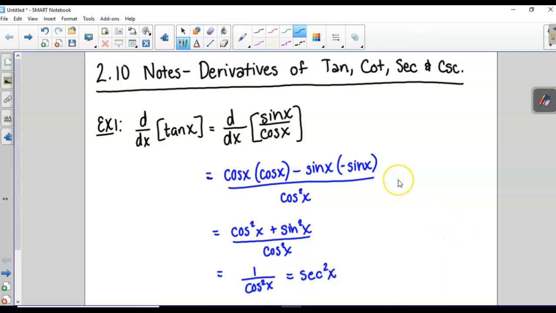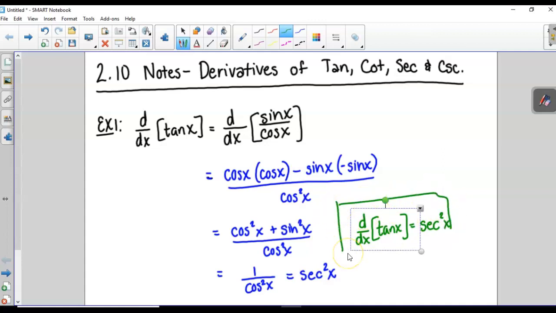As I was walking around, it looks like most of you got to this. You're just doing cosine times the derivative of sine, which is cosine, minus sine times the derivative of cosine, which is negative sine. That gives you cosine squared plus sine squared, and that equals 1. So 1 over cosine squared x is secant squared x. The good news is that now that you've done this once, you don't ever really have to do it again, as long as you remember that the derivative of tangent x equals secant squared x.